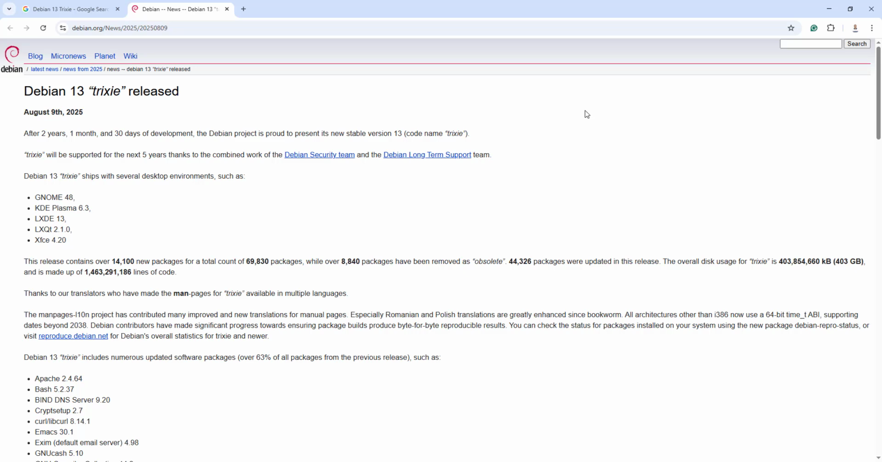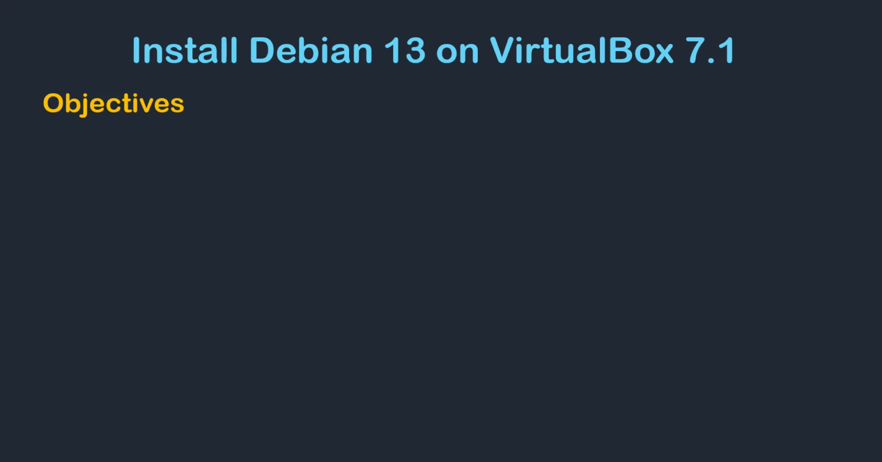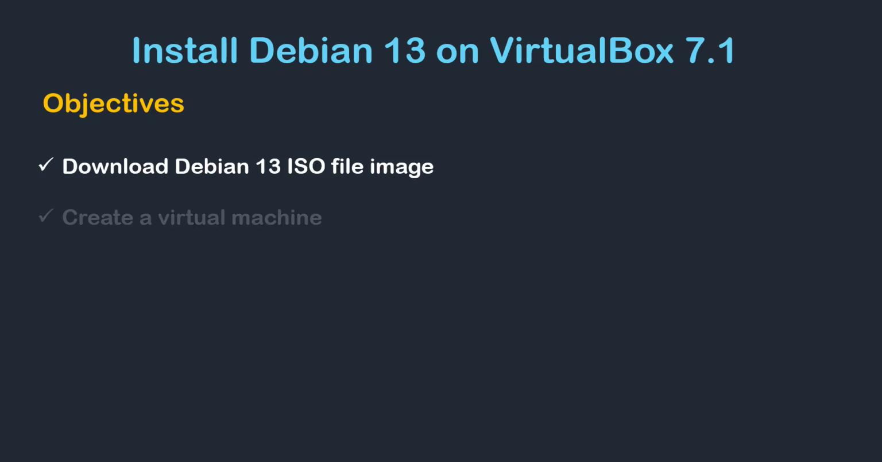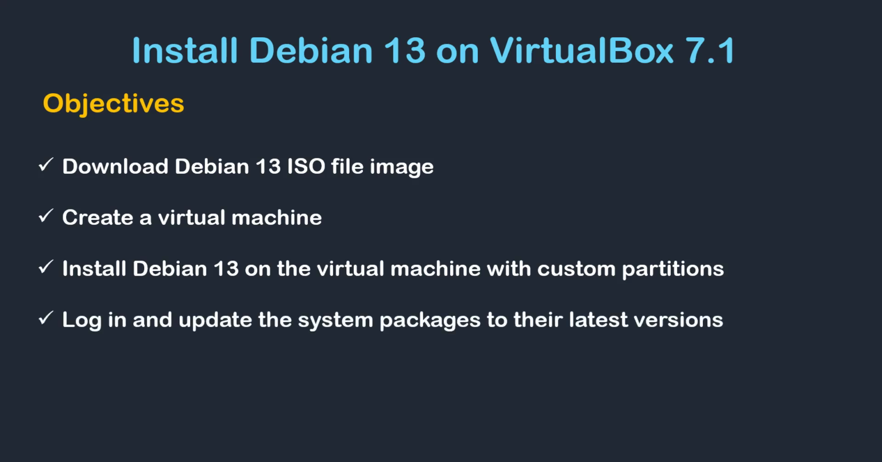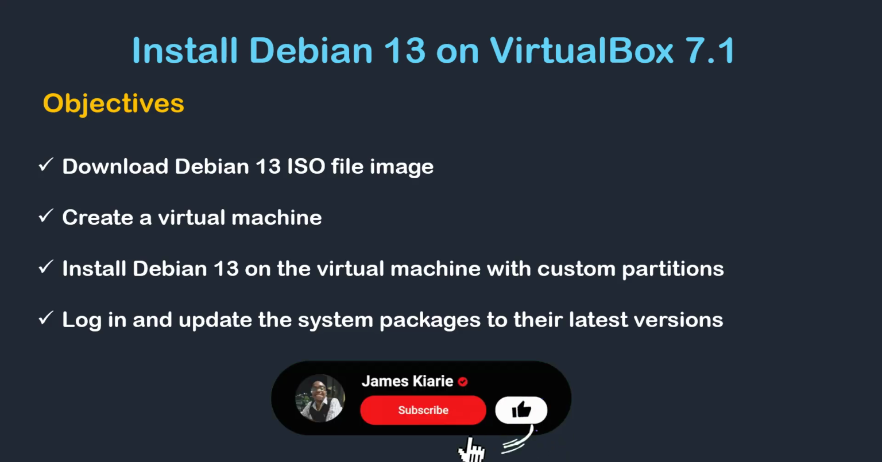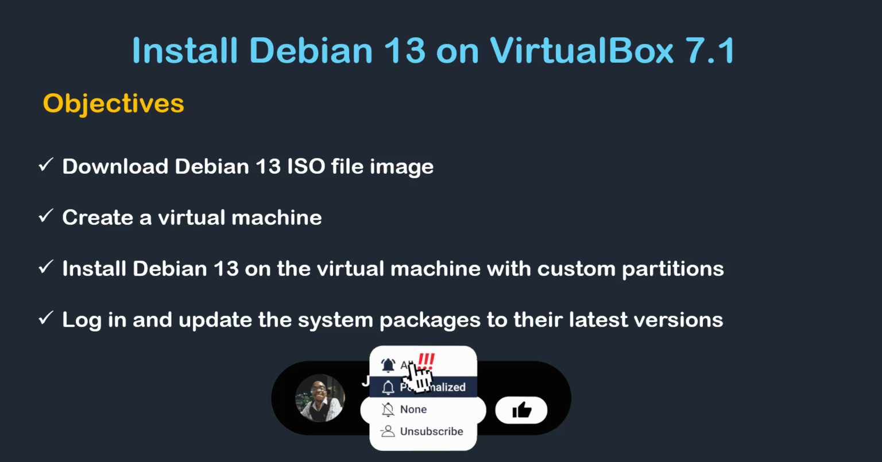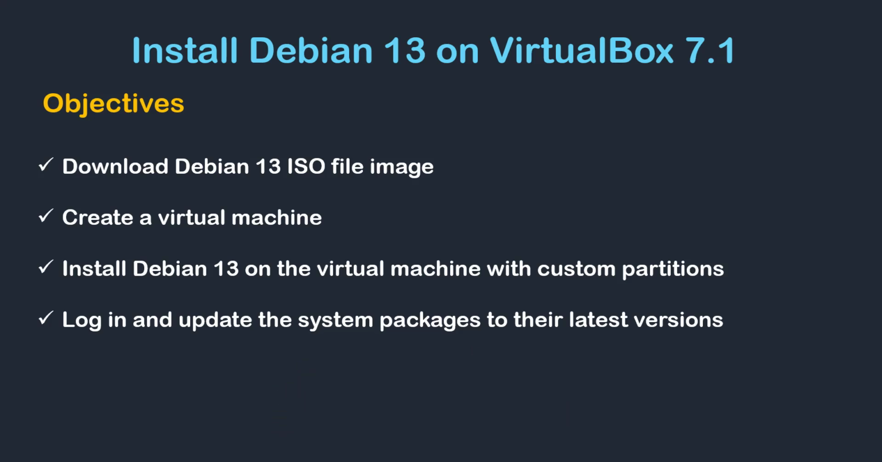All right, in our next section we're going to see a breakdown of the steps we are going to follow. So for this step-by-step tutorial, this is what we are going to do. So first of all, we are going to download the Debian 13 ISO image file. Then later on, we're going to create a virtual machine. Then we will power the virtual machine and install Debian 13 with custom partitions. And then lastly, we are going to log in and update the system packages to the latest versions. Now in the last step, it's a bit technical and some configurations will be required. So be sure to stick right till the end.